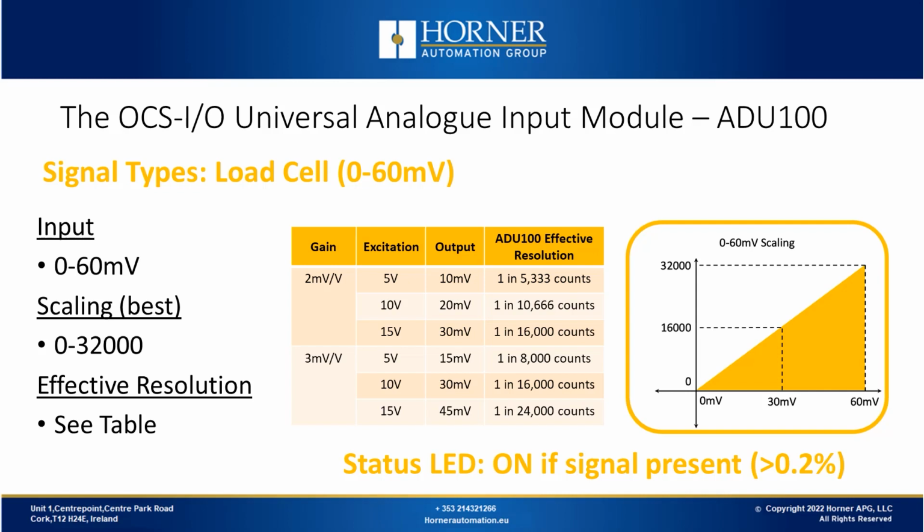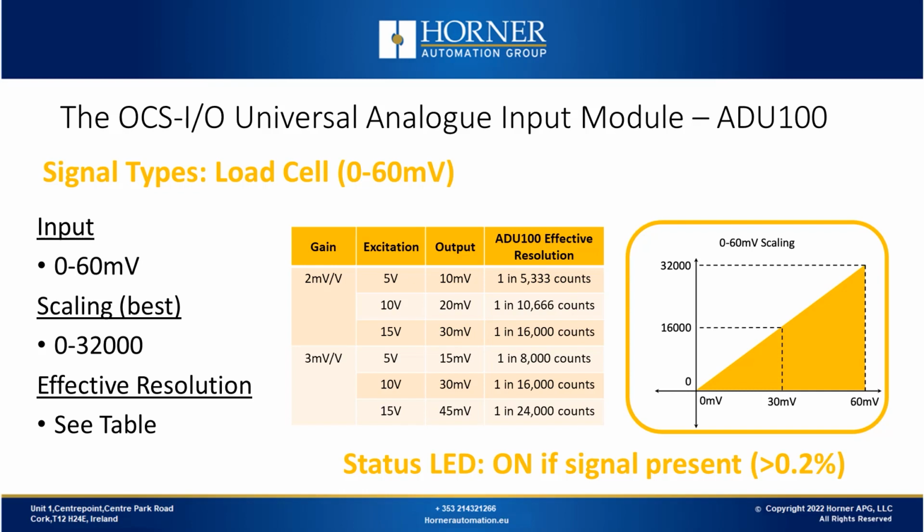So some common load cell gains are 2 millivolts per volt and 3 millivolts per volt, and some common excitation voltages are 5 volts, 10 volts and 15 volts. You're going to get an output that ranges anywhere from 10 millivolts up to 45 millivolts, depending on the combination of gain and excitation voltage, and in the third column on the chart we see the amount of counts over the entire range of the load cell in that scenario, because it's going to be a subset of 32,000 counts. If that number of counts is plenty for your application in terms of the resolution you're looking for, that's another reason why an ADU100 could be an excellent choice. Also, the ADU100 will turn on its status LED once a signal greater than 0.2% of the reading is present.